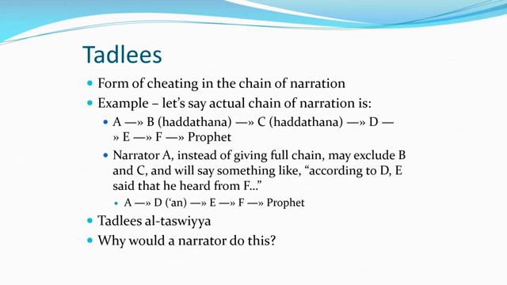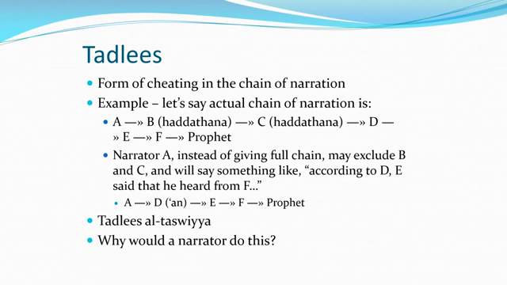But the narrator likes the hadith, and so he manipulates the chain to make it look stronger than it actually is. Because if D is strong and E is strong and F is strong in terms of their grading as a narrator, by dropping B and C, or by just dropping B, for example, it doesn't have to be both B and C, this was just an example, and then saying an D, now everybody in the chain looks like they're a strong narrator.